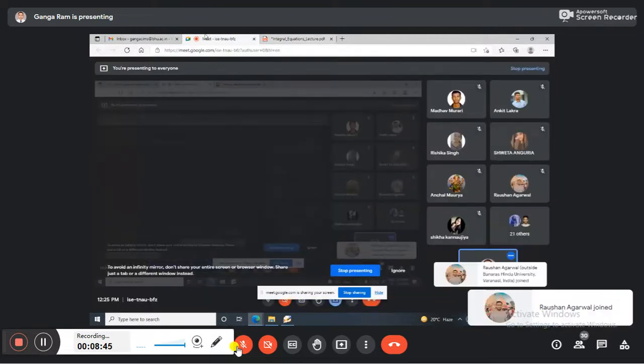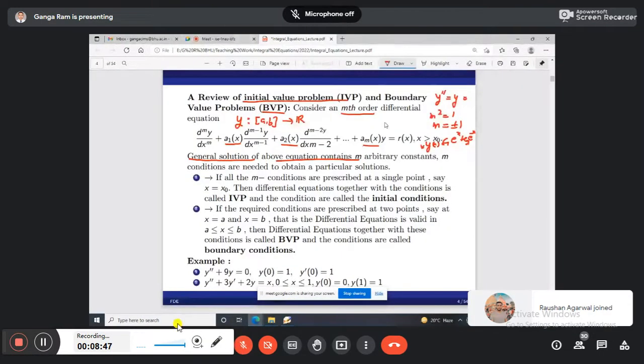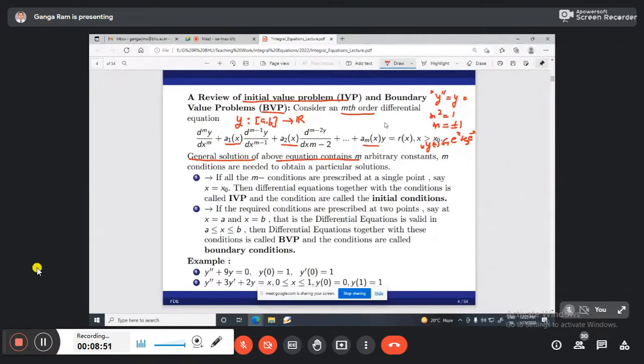Okay, so if we have a second order derivative, the solution of this differential equation contains two arbitrary constants. If the order of the differential equation is m, the general solution contains m arbitrary constants. Do you agree? So we have m constants due to the m order of the differential equation.